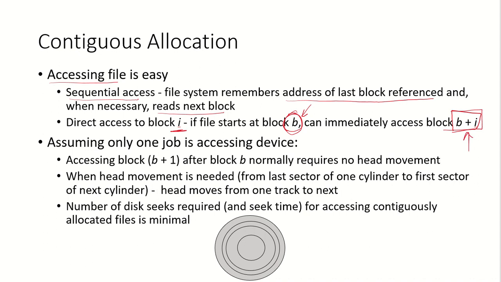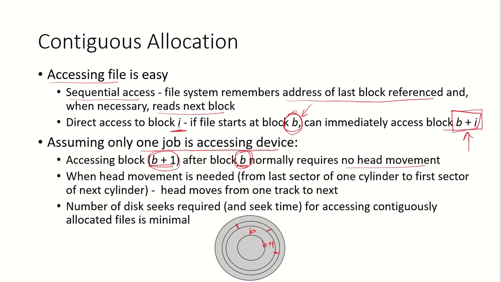So if we assume that only one job is accessing this device, then if we are currently accessing block B, accessing the next block, which is B plus 1, requires no head movement. Let's suppose that currently we are on this particular track. This is block B, and let's say the next block is B plus 1.